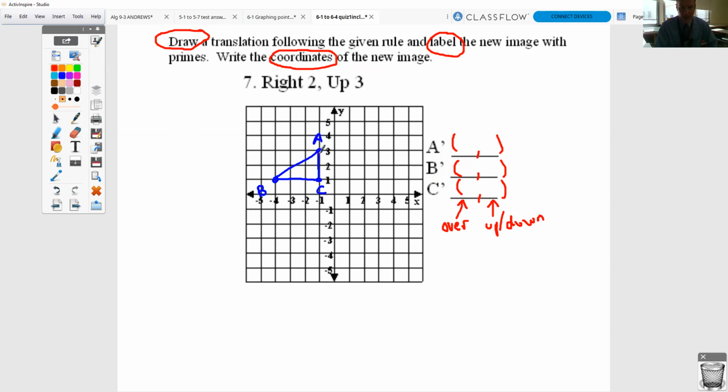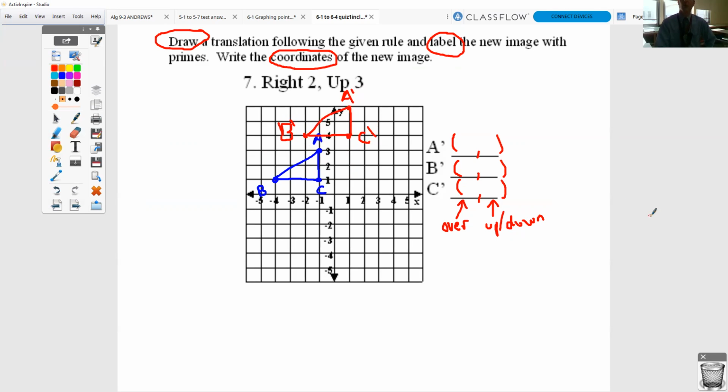So starting with A, you're going to go right 2, 1, 2, and then up 3, 1, 2, 3. This is our new A prime. I would label it right away. Starting at B, following the rule, 1, 2 to the right, up 1, 2, 3. This is our new B prime. And then starting at C, right 2, 1, 2, up 1, 2, 3. This is our new C prime. Connect the dots to form your triangle.